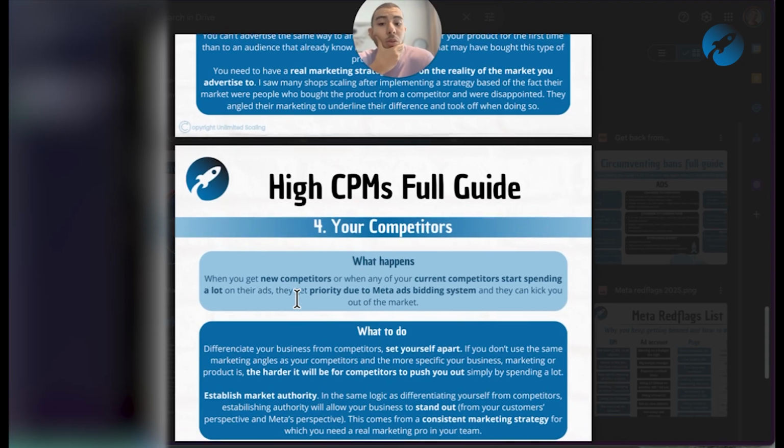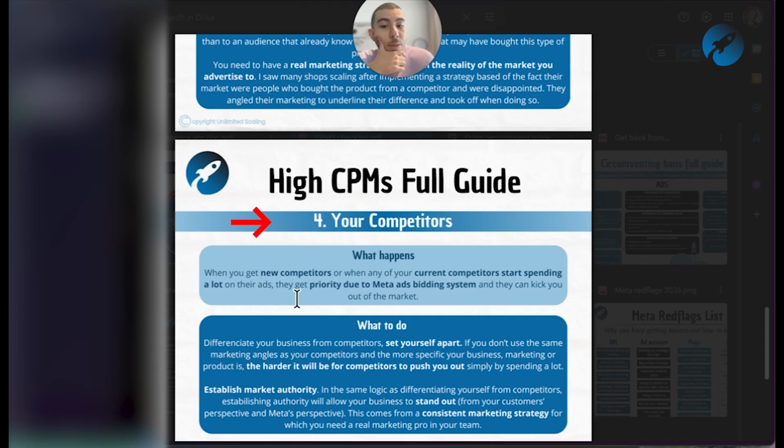So competition. When you get competition, they will be spending budget on the same market as you, and then there is a bidding system. Eventually, whoever bids the most gets the priority on Meta. So if you come second on the market, then you will have the second share, so you will take the rest of what the first guy leaves on the market. That's something you need to consider.